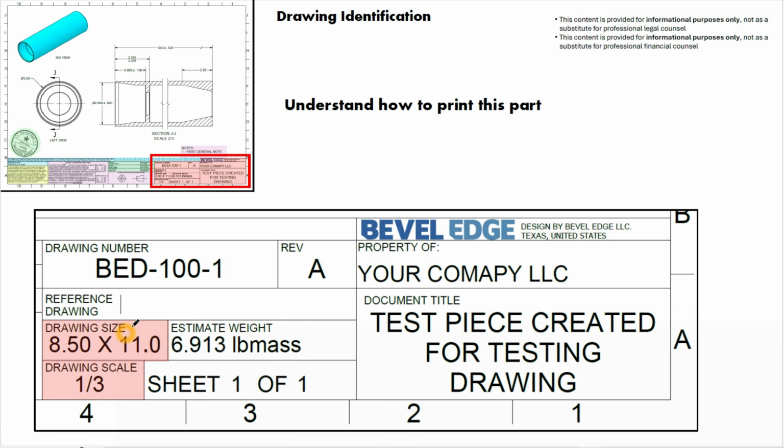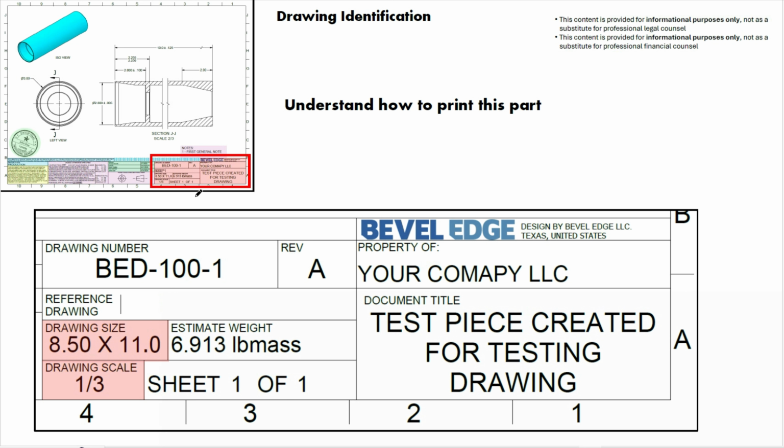Next is the drawing size callout. So why is that important? Well, all of our engineering drawings at Bevel Edge are 8.5 by 11 inches, and that is to make it easy for anyone to print it out with standard paper that they have.